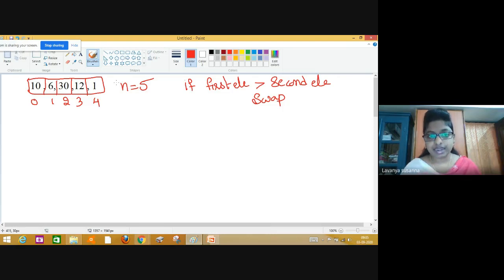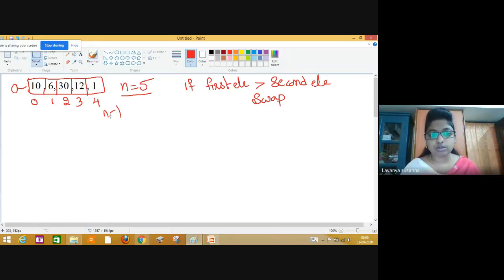Here, n equal to 5, the size of the array. A is an array which contains the elements 10, 6, 30, 12, 1. Number of elements n equal to 5. Index starts from 0 to n minus 1. There are 5 elements in the array, n is nothing but the size of the array. 0, 1, 2, 3, 4. Index starts from 0 to n minus 1, and n minus 1 means 5 minus 1, which is 4.